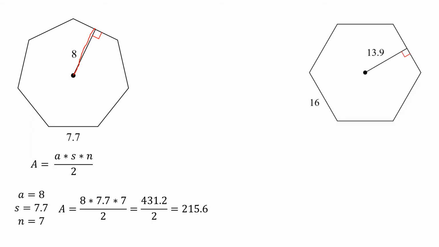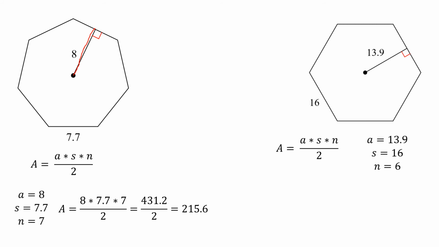Here we have a hexagon, 6 sides. The apothem is 13.9. The side length is 16. So let's go through this whole process. Again, same formula. The formula is going to be the same for every single problem. So let's see, apothem times side length times the number of sides.